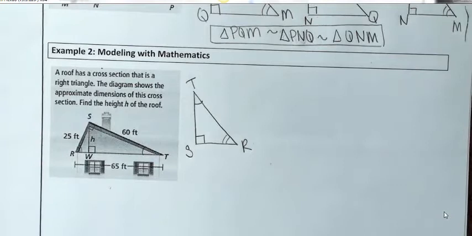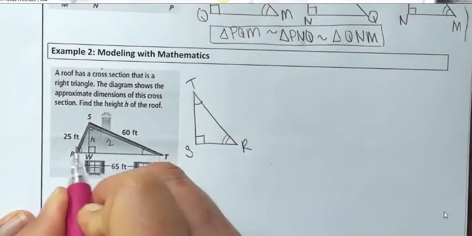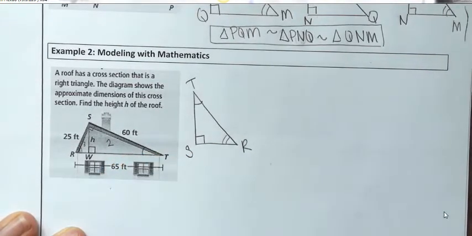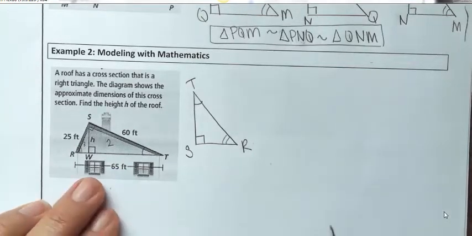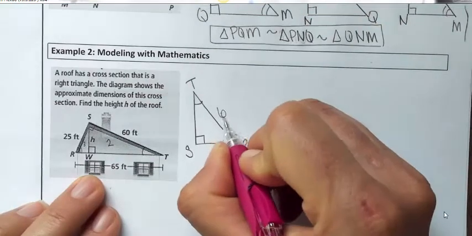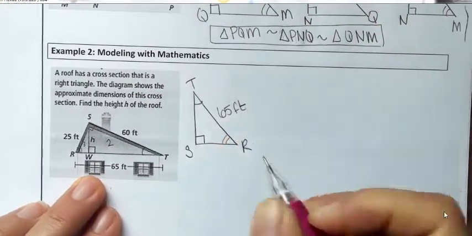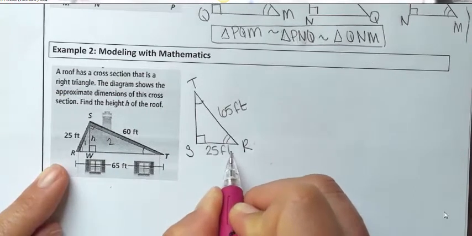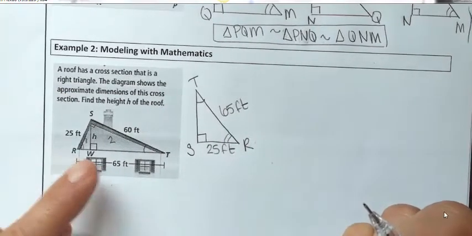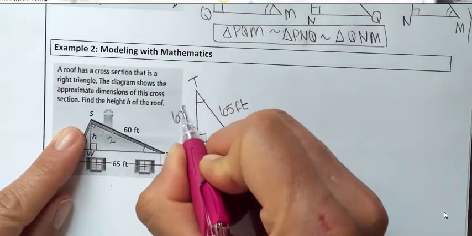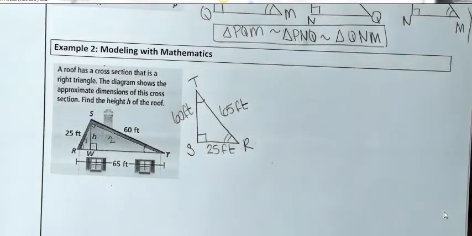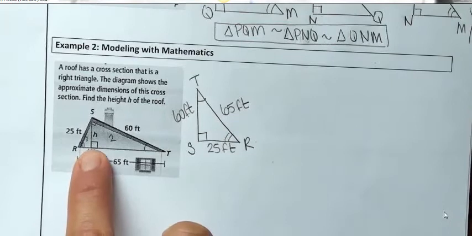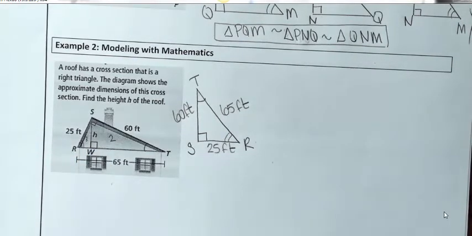Now I have two other triangles here. So here's the second one, and there's my third one. Let me put some measurements here. So RT is 65 feet. SR is 25 feet. And TS is 60 feet. We're going to need that because we're going to end up having to solve for this height here. And we're going to probably need to set up proportions because we're going to have similar triangles.